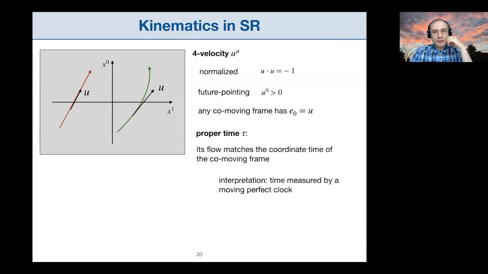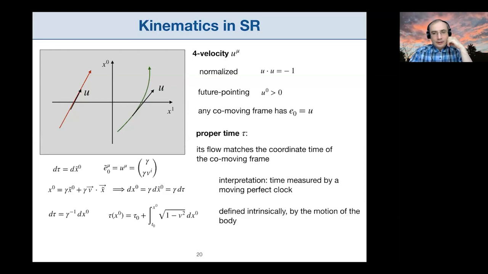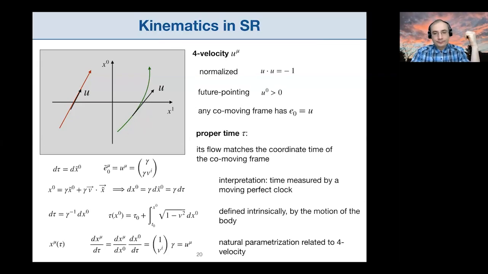We can also use it to define the proper time. I think we did it last time. The proper time, unlike the coordinate time, is defined intrinsically by the motion of the particle. And it's the time given by a clock on board of the body we are looking at. We assume that the clock ticks exactly at the same rate as any kind of comoving clock in an inertial frame. The derivative with respect to proper time as the time parameter is the four velocity.